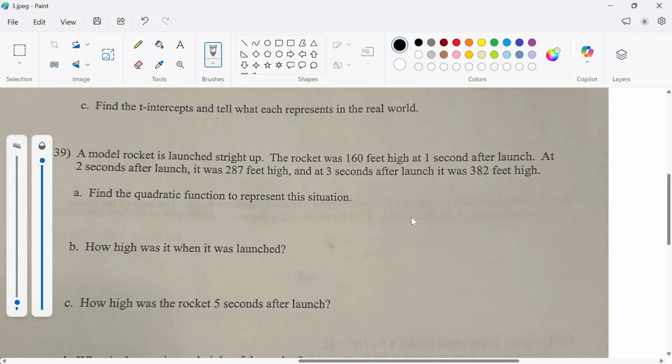Precalculus AP question about rockets and quadratics, parabola. A model rocket is launched straight up. The rocket was 160 feet high at 1 second after launch. At 2 seconds after launch, it was 287 feet high, and at 3 seconds after launch, it was 382 feet high. The question asks to draw the situation, so I'll graph it at the end, and then answer the questions, and if necessary, to the nearest thousandth.